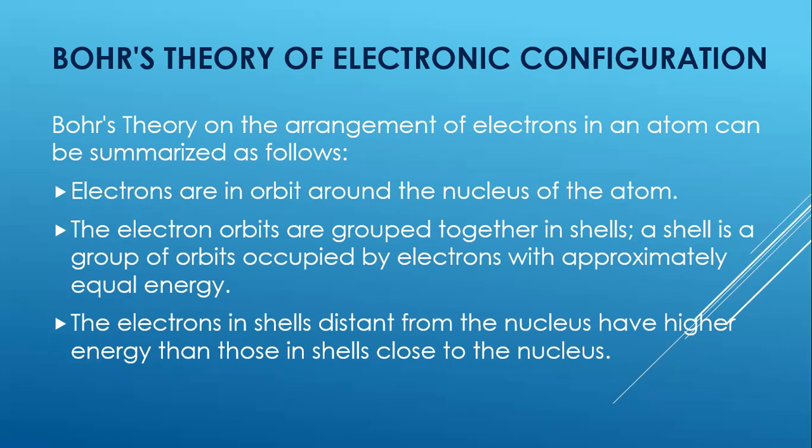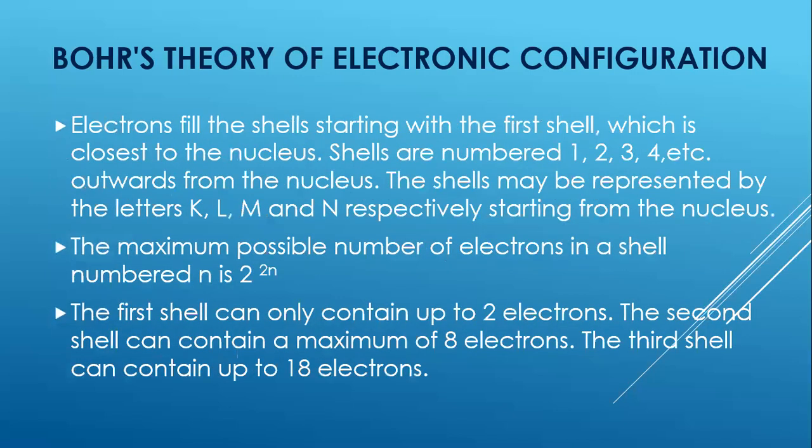The third one is that the electrons in the shells distant from the nucleus have higher energy than those in the shells close to the nucleus. So you can tell the difference: the electrons that are distant from the nucleus will have higher energy than those that are close to the nucleus. Now, the other point said in this theory is that the electrons fill the shells starting with the first shell, which is the closest to the nucleus.